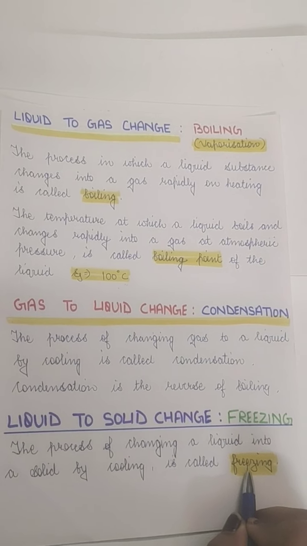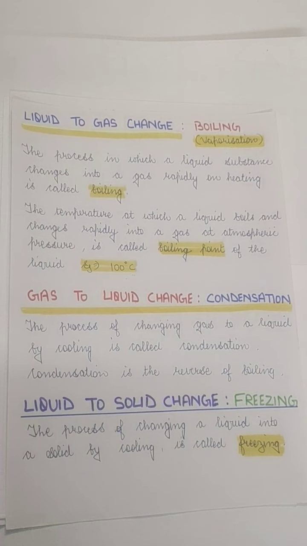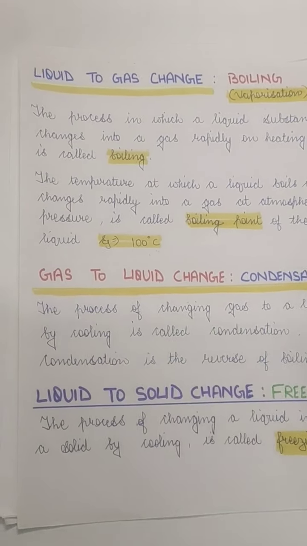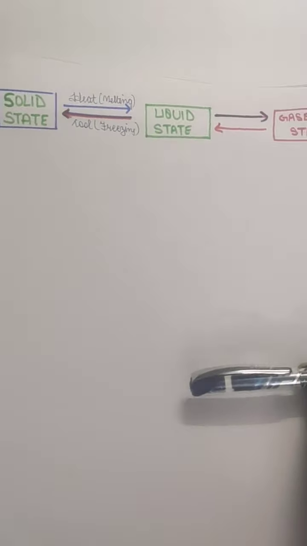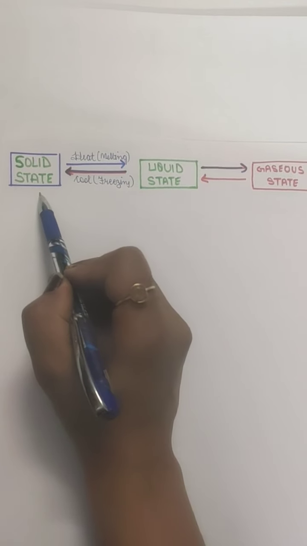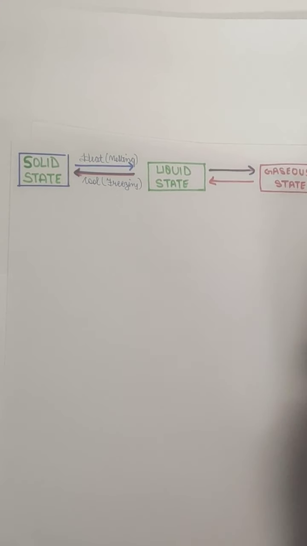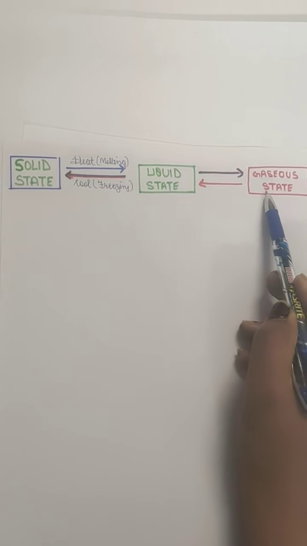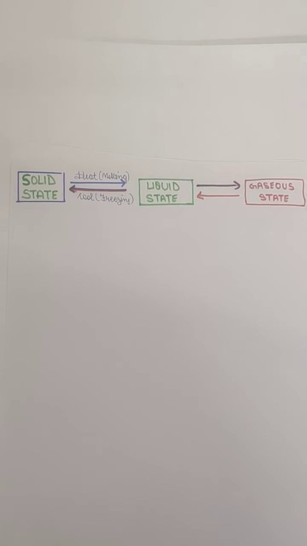So these are the four processes by which we can change the temperature and convert one state of matter to another state, and then from that state to the next, and then back to the previous state. So here is a simple diagram that you have to learn. It is an important diagram. This is called the interconvertible states of matter.